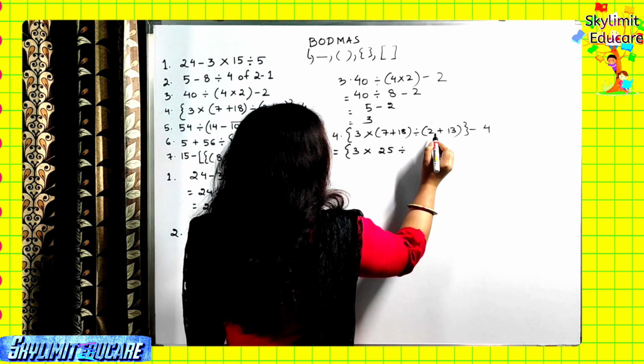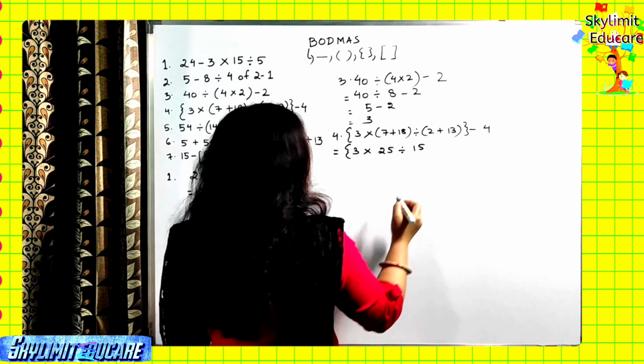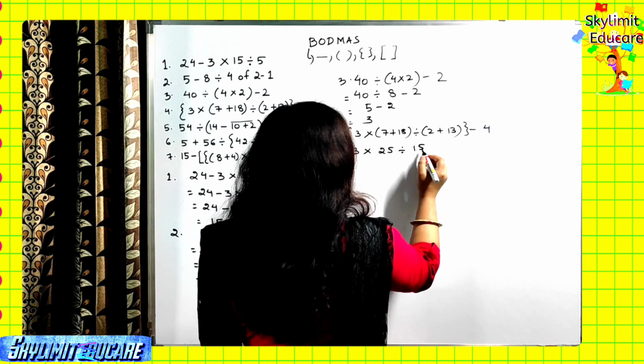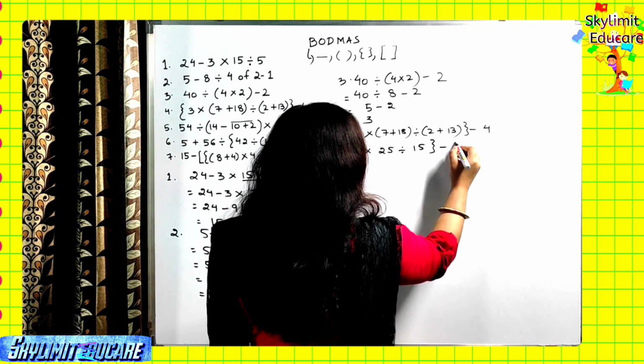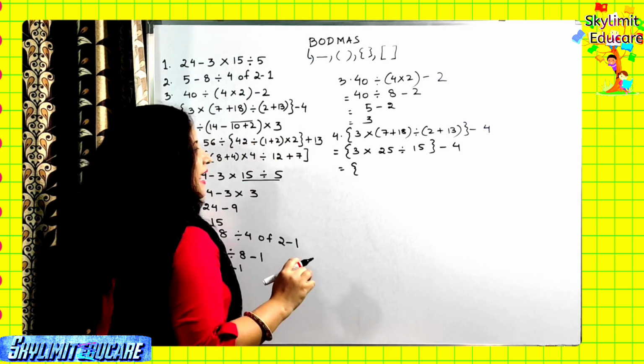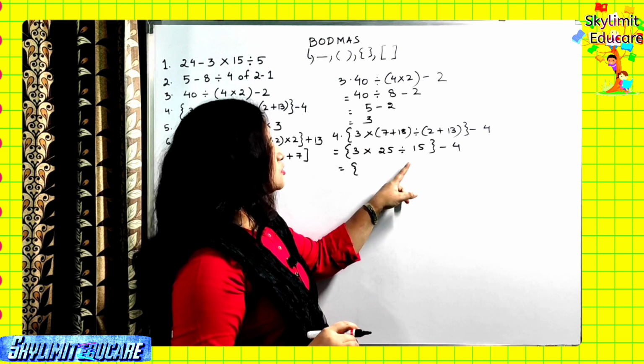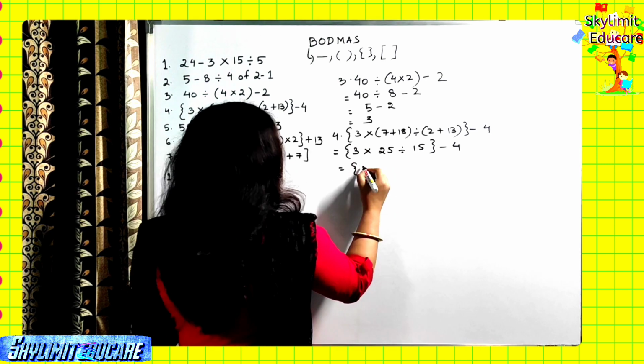Divided by 2 plus 13 is 15. Okay, 15. Then this bracket is also removed, and the curly bracket minus 4. Now the next intention should be to solve the bracket, and inside the bracket you have multiplication as well as division. So first solve the division, right?